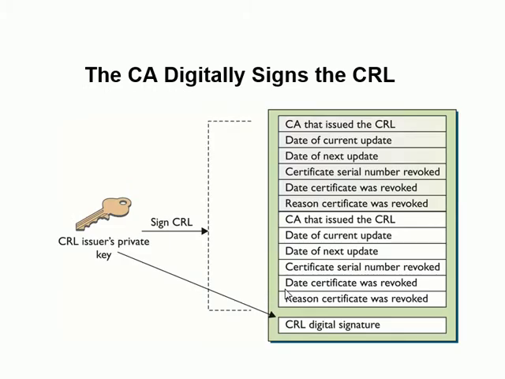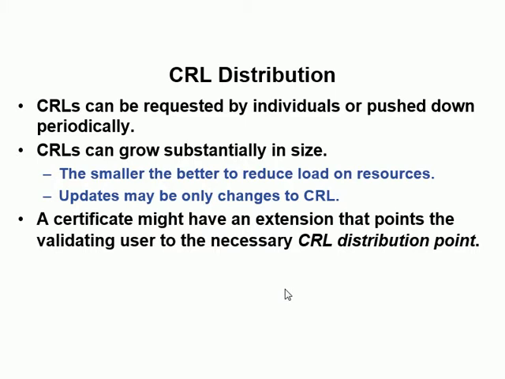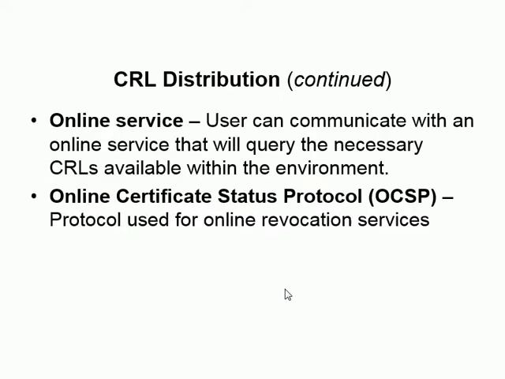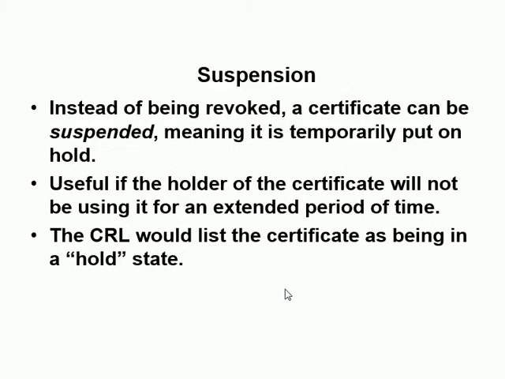So the CA digitally signs the CRL and then can distribute that to downstream systems. CRLs can be requested by individuals or pushed down periodically, but they can grow substantial in size as certificates are revoked. So updates may only be changes to the CRL and not a full list. A certificate might have an extension that points the validating user to the necessary CRL distribution point. So you can use online services or Online Certificate Status Protocol.